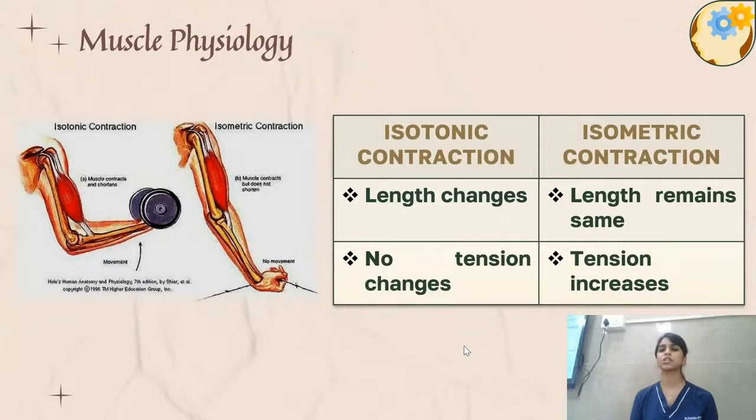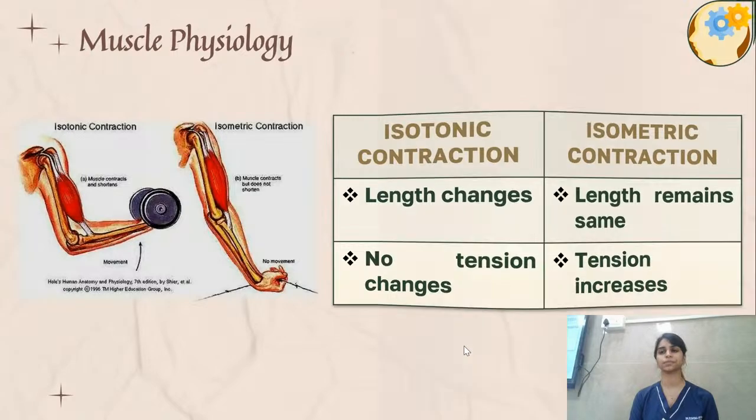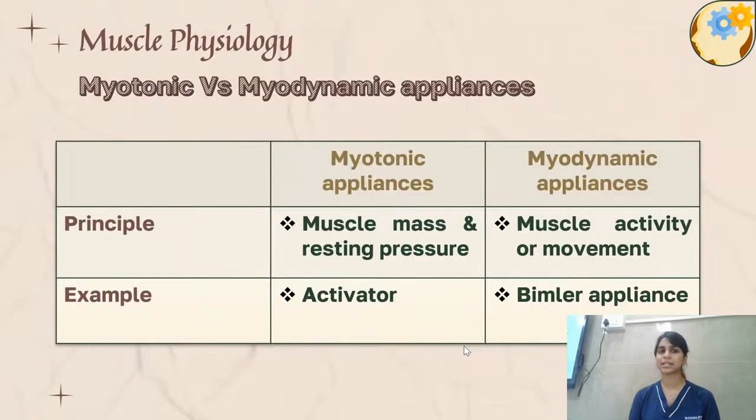And in this case, your tension will increase, causing the contraction. After discussing isotonic and isometric, let's now discuss how appliances were classified based on muscle physiology. So they were classified into two groups, myotonic and myodynamic.